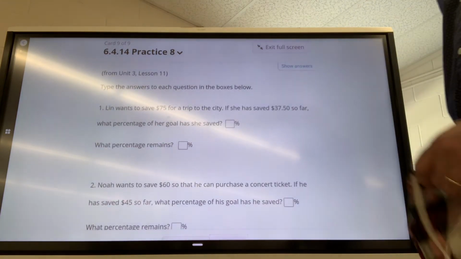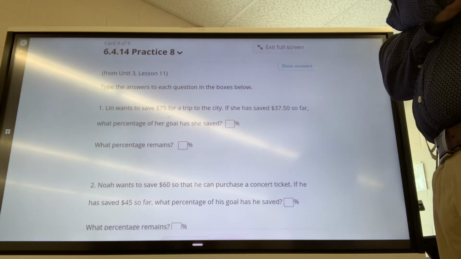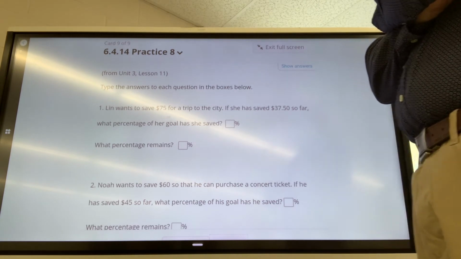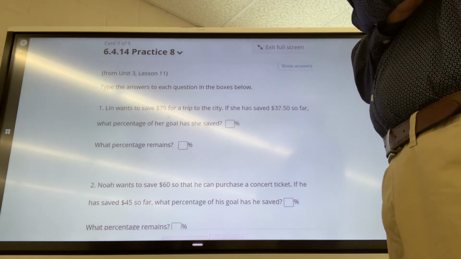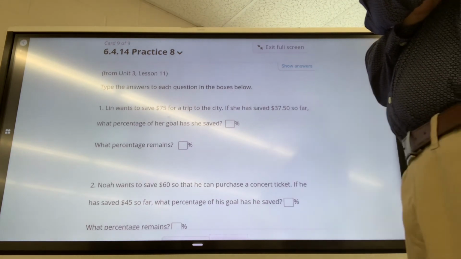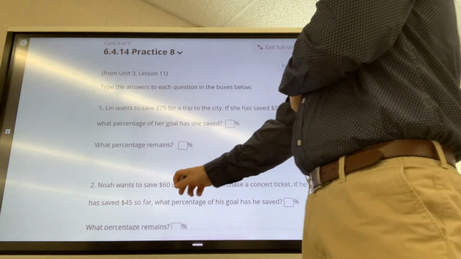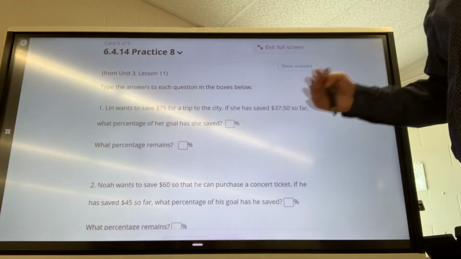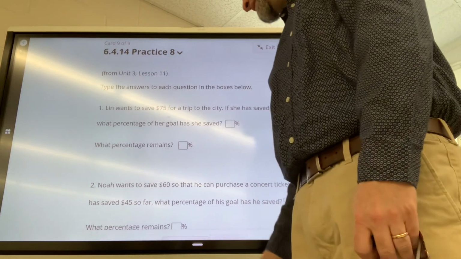Lynn wants to save $75 for a trip to the city. If she has saved $37.50 so far, what percentage of her goal has she saved? That one's pretty easy. What percentage remains? Noah wants to save $60 so he can purchase a concert ticket. If he has saved $45 so far, what percentage has he saved? Okay, so remember, the money you want to save is 100%, and then the amount that they've saved so far, those are the smaller percents. Again, tape diagrams or charts on these should work.